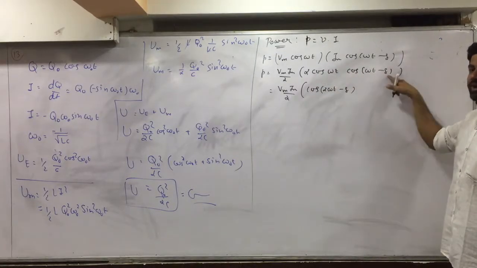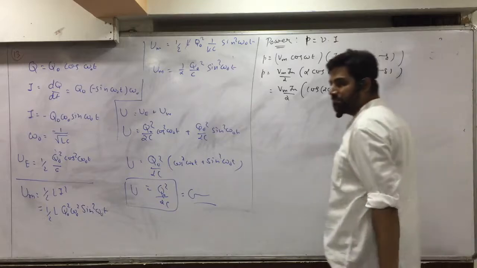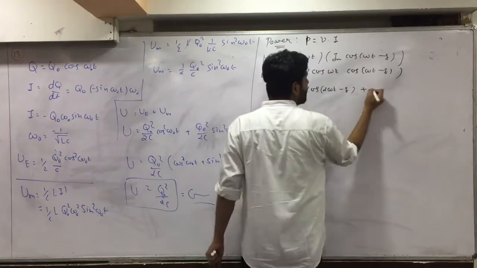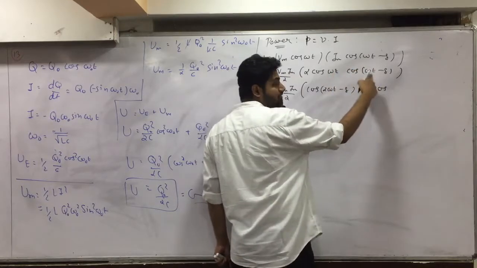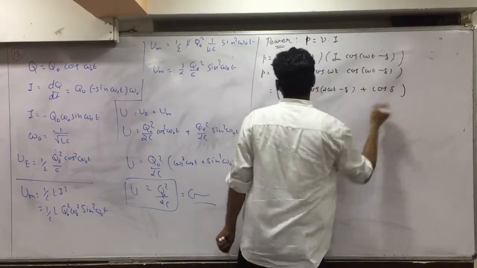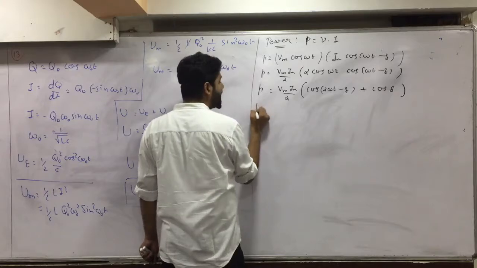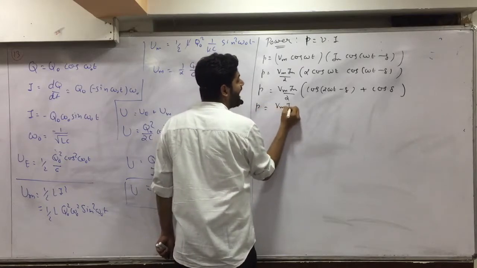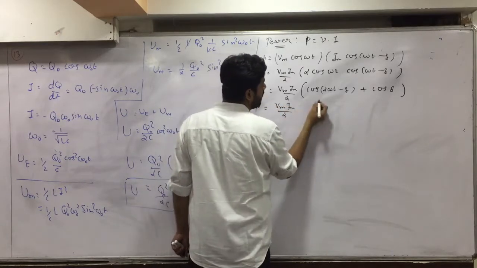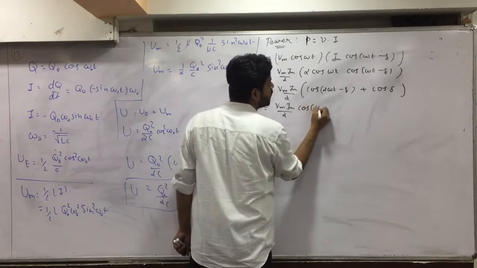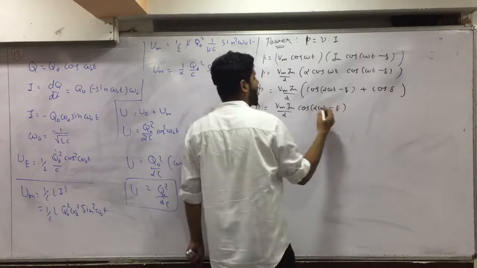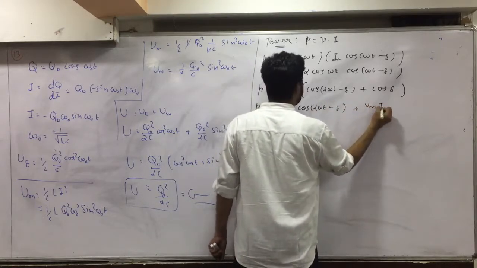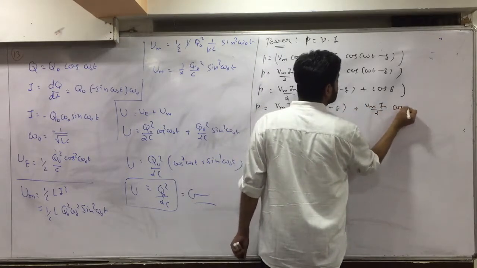So omega t plus omega t minus delta, it's 2 omega t minus delta. And plus cos of A minus B. So omega t minus omega t plus delta, it's cos delta. So we have got instantaneous power over here, which is Vm Im divided by 2 into cosine of 2 omega t minus delta, and plus Vm Im divided by 2 cos delta.